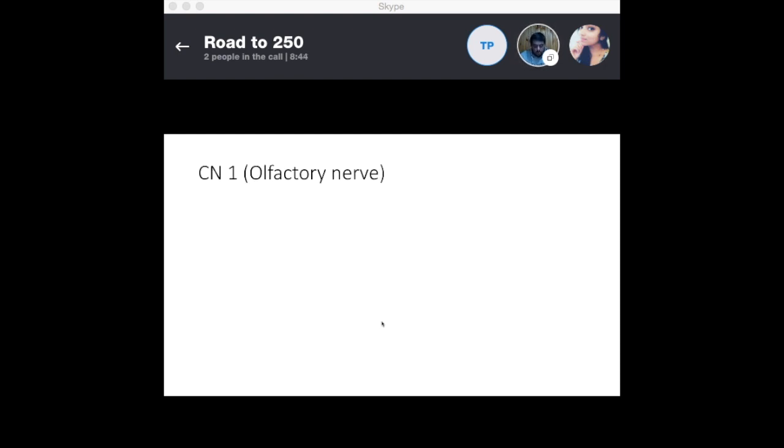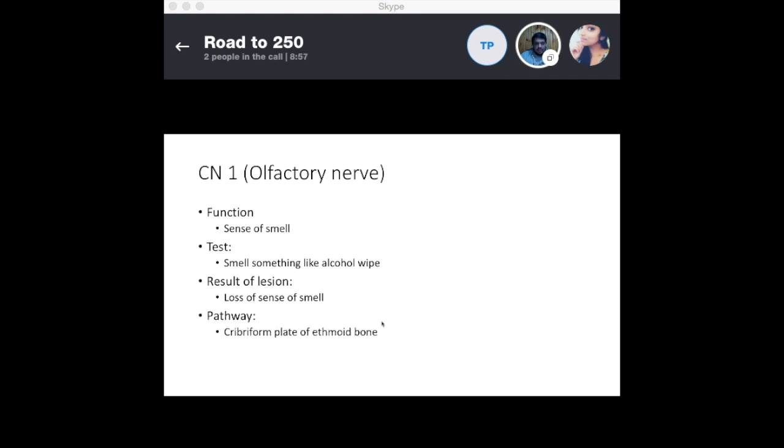So cranial nerve 1, obviously, is your sense of smell. So this is you smelling something like an alcohol wipe. The result of the lesion, you lose the sense of smell, and it comes out of the cribriform plate of the ethmoid bone. So the damage can be done by trauma, such as a skull fracture, but can rarely also be done by infections or tumors.